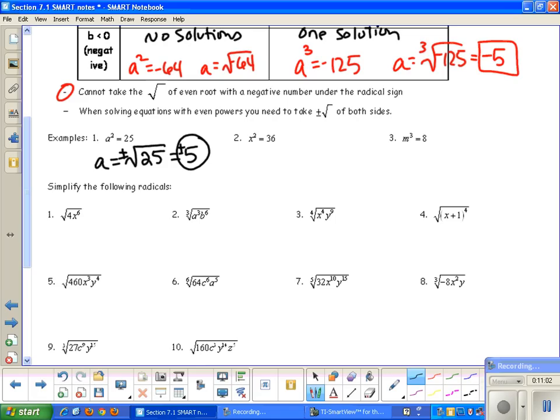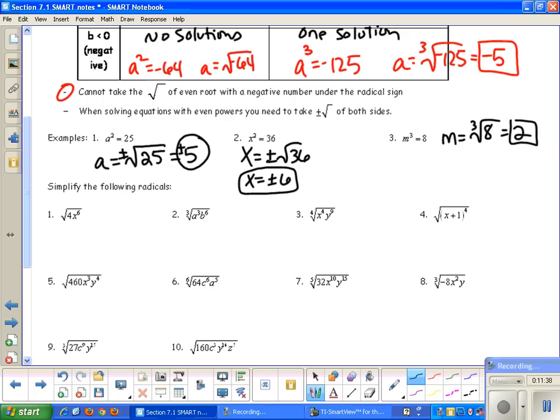For 36, again, since it's an even power and you're going to take the square root of both sides to get rid of that power, that means that x is equal to plus or minus the square root of 36, and I know that's a perfect square, so x is equal to plus or minus 6. And then for the next one, the cube root, since it's an odd power, you only have one solution all the time. So then m would be equal to the cube root of 8, which is equal to 2, because 2 times 2 times 2 is 8.